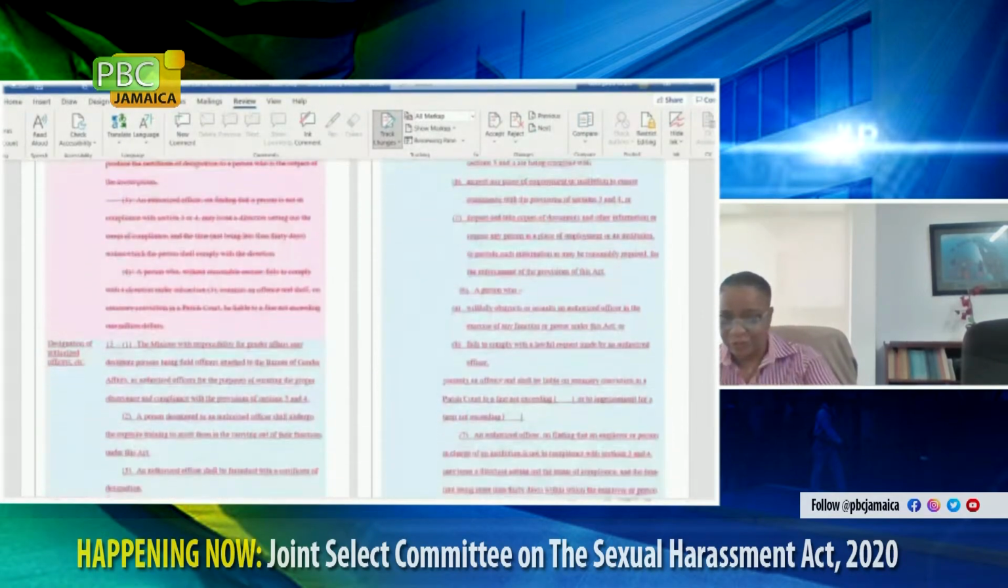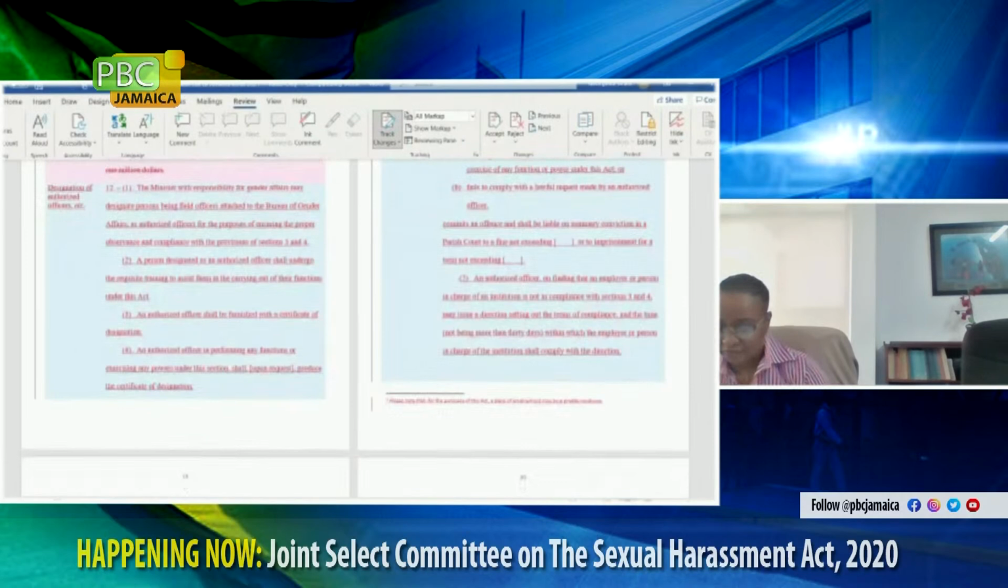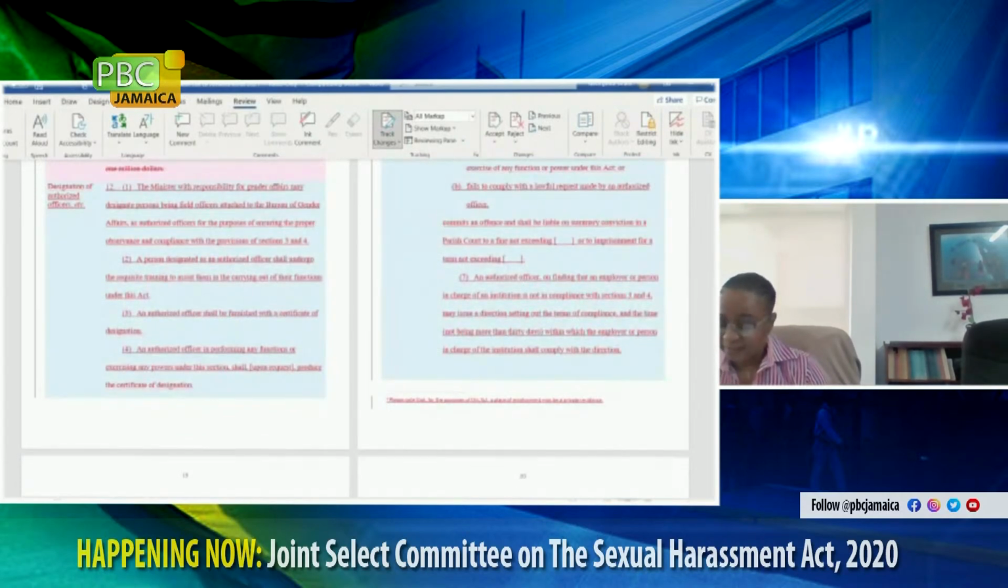The marginal note reads, designation of authorized officers. 12.1, the minister with responsibility for gender affairs may designate persons, being field officers attached to the Bureau of Gender Affairs, as authorized officers for the purposes of ensuring the proper observance and compliance with the provisions of sections 3 and 4. Subclause 2, a person designated as an authorized officer shall undergo the requisite training to assist them in carrying out their functions under this act.